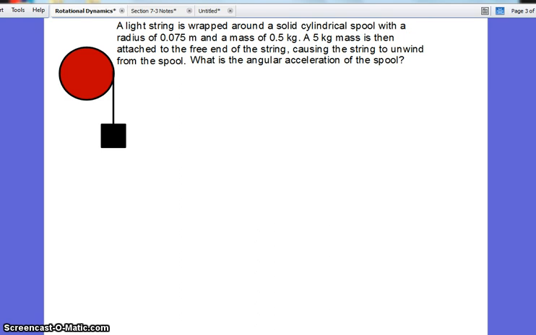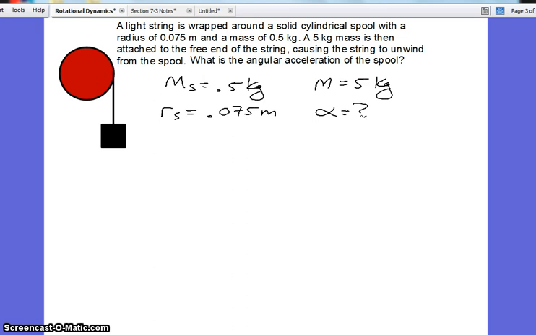So let's write down our givens. We have, in this case, two objects, the spool and the mass itself. So we have the mass of the spool as a half a kilogram, and the radius of the spool is 0.075 meters. The mass of the object attached to the end of the string is 5 kilograms, and we want to find the angular acceleration.